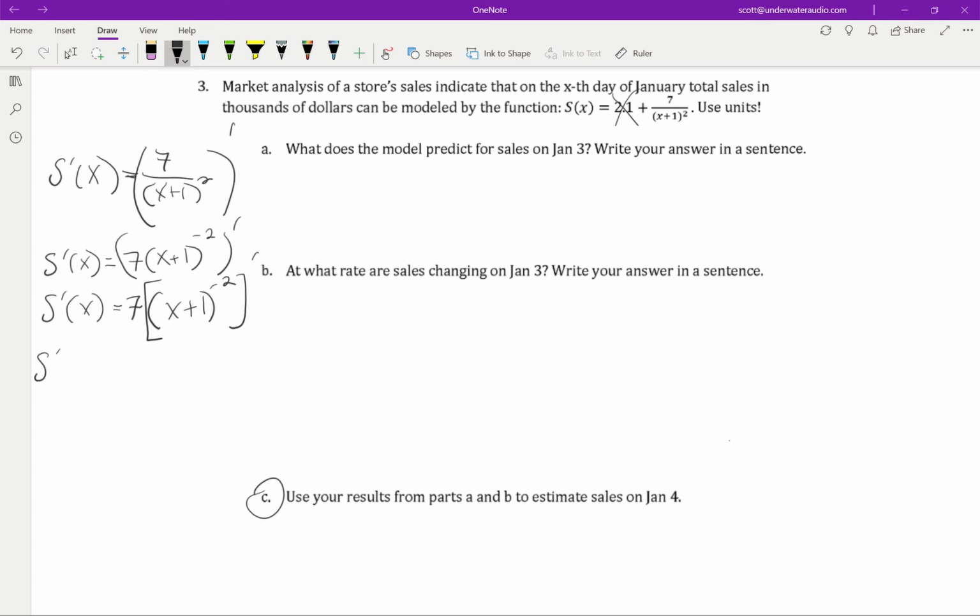So s prime of x is equal to 7 times, okay, so I've got (x plus 1) to the negative 2 power. I'm going to bring the negative 2 down, and then I do (x plus 1) to the power negative 2 minus 1, so this is the general power rule. And then for x plus 1, I need to take the derivative of that and multiply it out here. So the derivative of x is 1, the derivative of 1 is 0, so actually that's all I've got. And simplifying, I get negative 14 (x plus 1) to the negative 3 power.